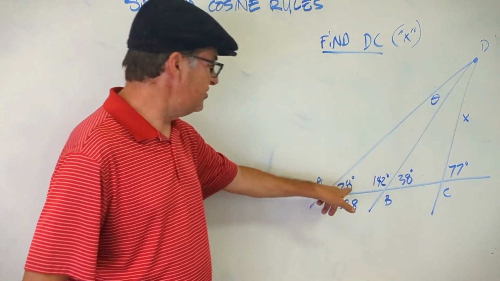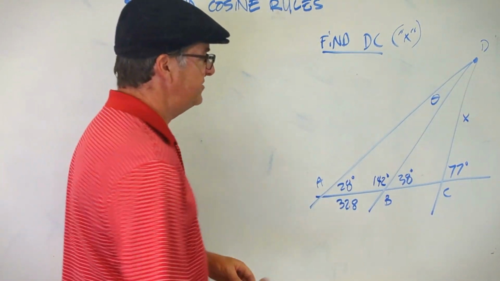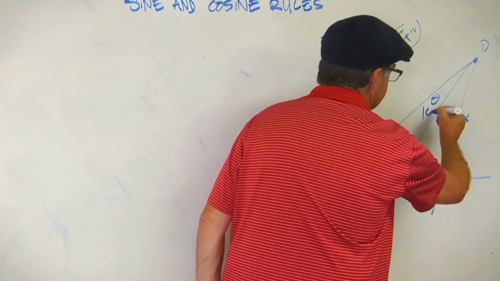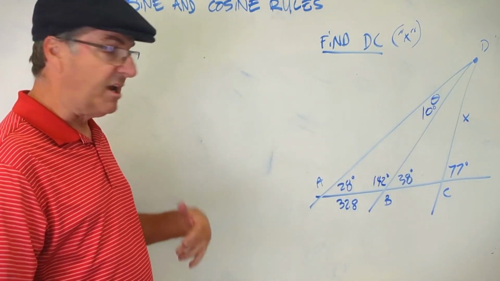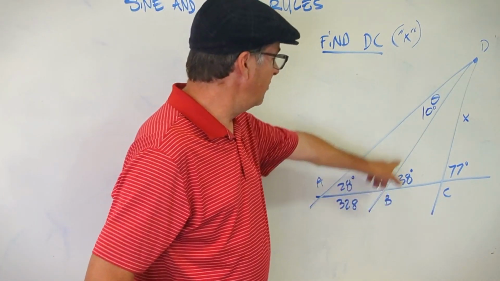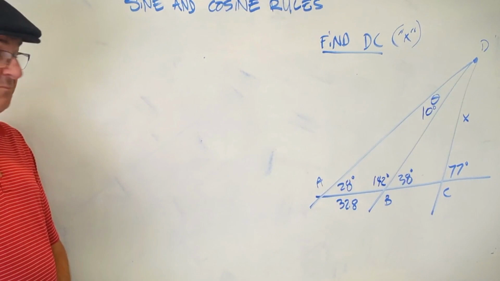So 142 plus 28 is going to give me 170. I need to get to 180, so theta is 10 degrees. And you can check that on your calculator. In fact, if you're doing this problem, I recommend you do that. 28 plus 142 plus 10 should end up being 180, which it is.